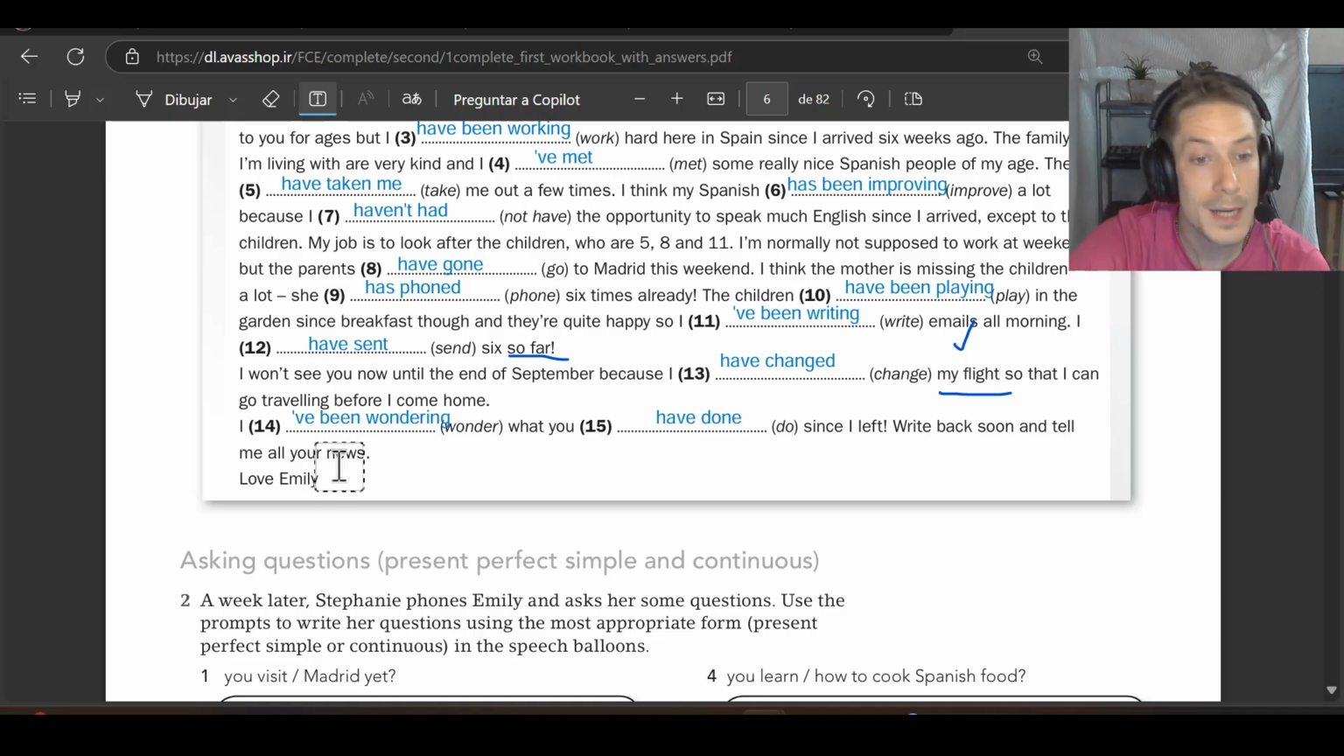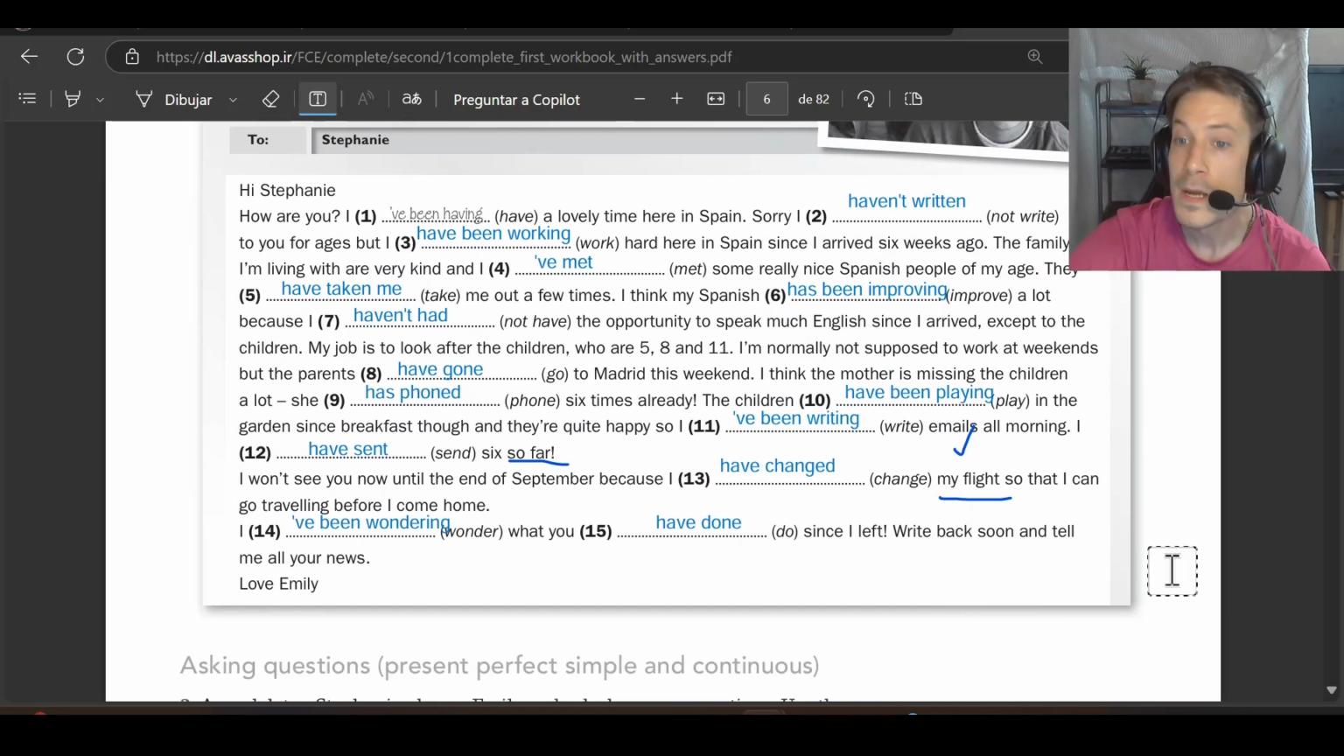Write back soon and tell me all your news. Love, Emily. Great. This is the difference between present perfect and present perfect continuous. Basically, the first one has finished, and the second one is still going on.